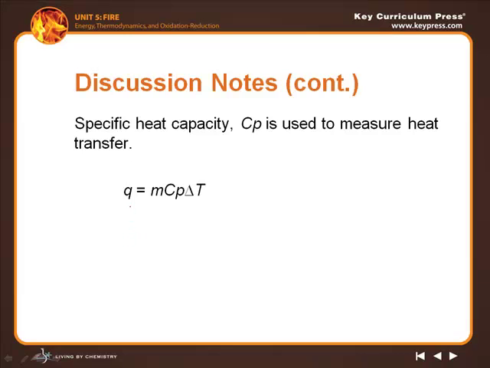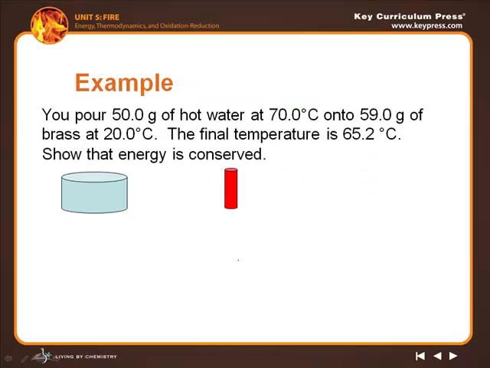So the equation is Q is equal to the heat. M is the mass of the sample. CP is the specific heat capacity of the sample. And ΔT is the change in temperature. When you measure the change in temperature, it's always the final temperature minus the initial temperature. Now, this equation measures the amount of heat that is transferred.